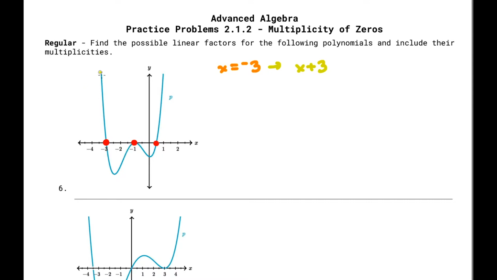Now, since it goes right through it and it doesn't curve or anything like that, it doesn't bounce, it is going to have a multiplicity of 1. So I'm just going to write m1 on this, multiplicity of 1.